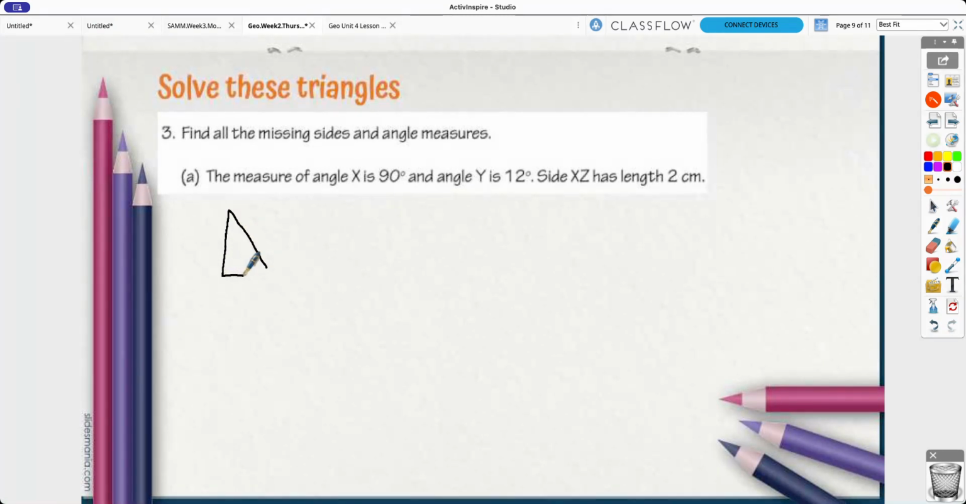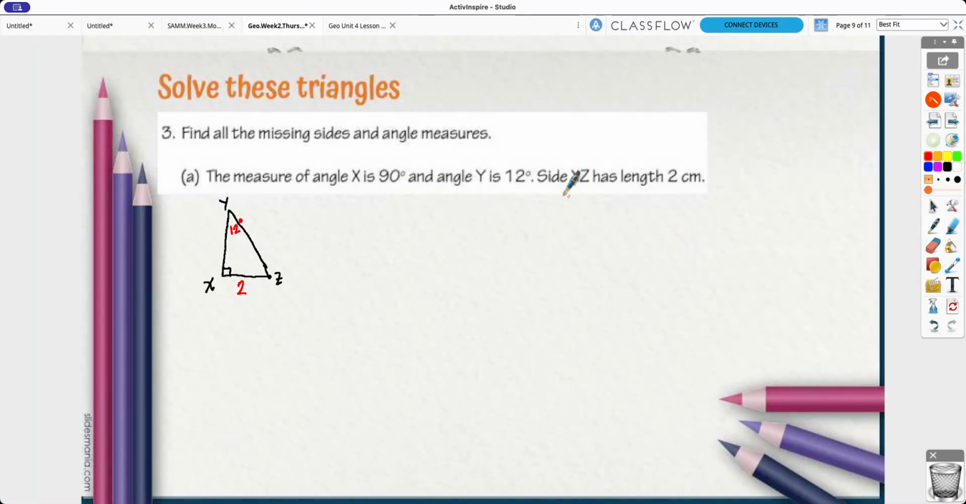Okay, so let's draw that right triangle. Here is the right angle, and that right angle is our x being 90 degrees. And then again, your y and z could be on either vertex. Okay, so what do we know here? Angle y is equal to 12 degrees. So that angle is 12 degrees. Okay, side xz is equal to 2.